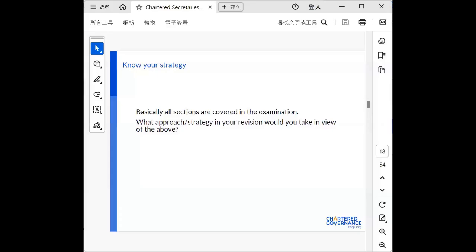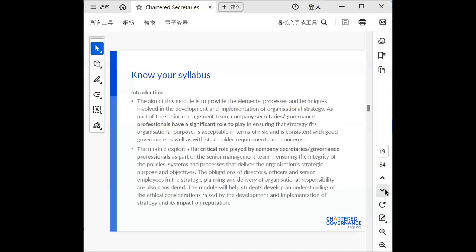So the conclusion is that we should revise all the syllabus. We should not leave any part of the syllabus not revised. So now let us look in more detail at the structure of the syllabus. Now, many of the candidates do not actually read this part of the syllabus.